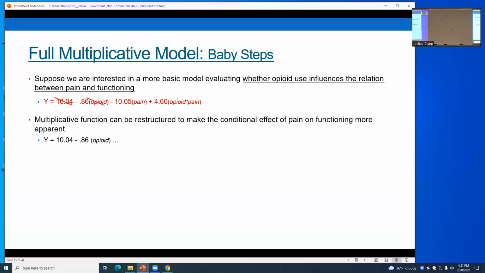So I'm going to bring down everything that doesn't include my conditional effect, which is pain. So I drop down 10.04 minus 0.68 opiates. Then I'm going to drop down and bracket off my conditional effect, and here my conditional effect is pain. Then I have to use a little bit of algebra to deconstruct this. If I factor pain out of this and bring this down, I've got negative 10.05 plus 0.460 opiates left over, and I've got pain left over.